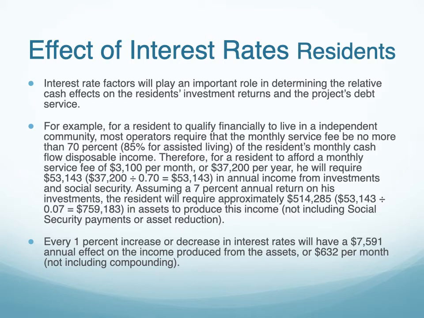So for every 1% increase or decrease in interest rates, we'll have an effect of $7,500 on the income produced from the assets, or $632 a month, not including compounding. So little creeps in interest rates can have a big effect on a resident's affordability and their tendency to dip into their reserves, which are the assets. And that's kind of a vicious cycle, because the more they dip into their assets, the less assets they have to produce income to service their monthly service fee.